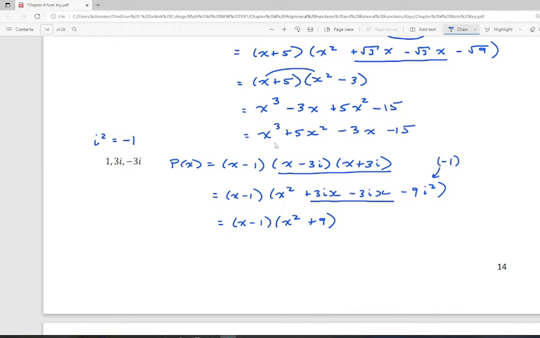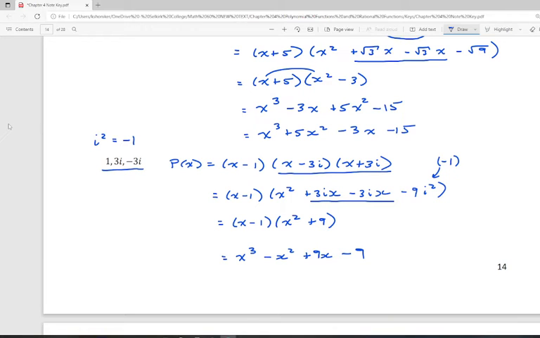All right, now I can keep going. So I'm going to distribute. I get x times x squared is x cubed. x times 9 is 9x. Now I know there's going to be an x squared term, so I'm just going to do that. Negative 1 times x squared is negative x squared, and negative 1 times 9 is negative 9. Okay, and then that is the polynomial function that has these as its given zeros.